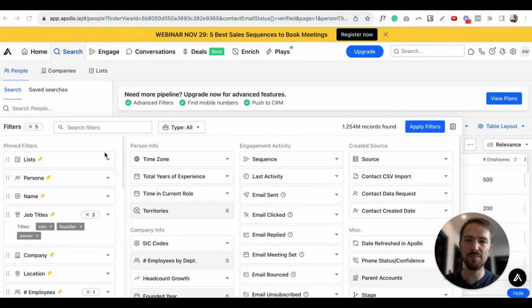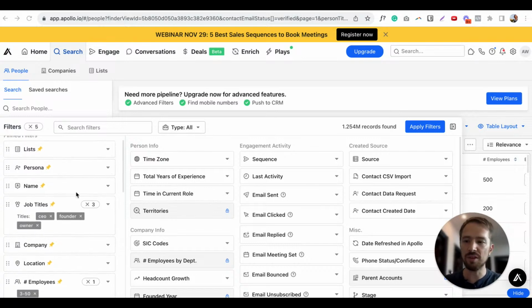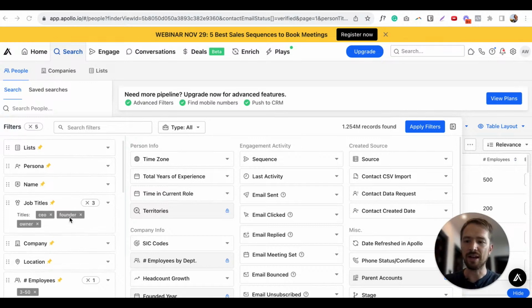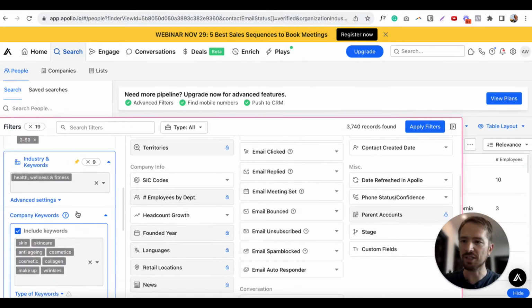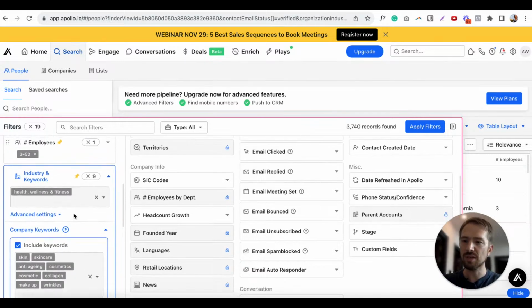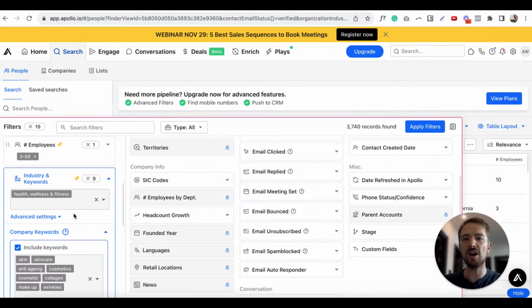So the method that I prefer is to build micro lists of subsegments of my market. So here's one way you might do that. You can start with a typical search that includes the job titles you're going after, the employee count, location, whatever your typical parameters are. But then we're going to do something extra with the industry section. So here I'm going to pretend like within e-commerce, I want to target specifically skincare brands.